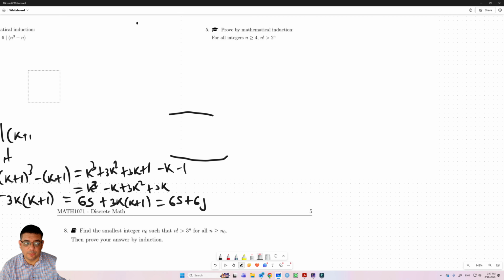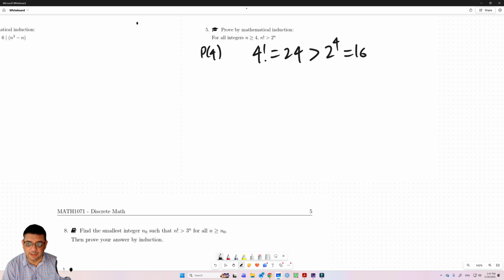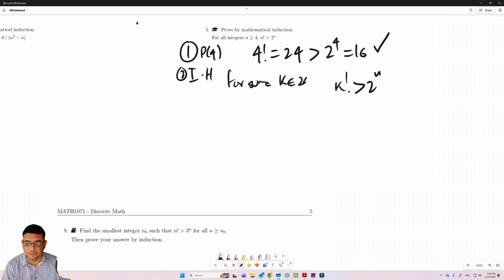All right, so now let's go for question 5. So here, I want to prove by mathematical induction that for all integers n bigger than or equal to 4, n factorial is bigger than 2 to the n. So let's prove the basic step. P of 4, 4 factorial is 24, and that is bigger than 2 to the 4, which is 16. So we're good. For some k now, the induction hypothesis, step number 2, for some k in the integers, we have that k factorial is bigger than 2 to the k.